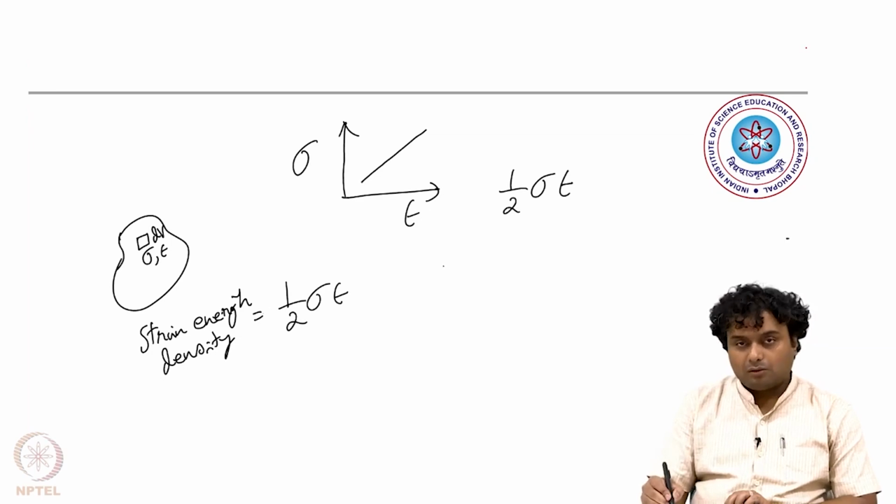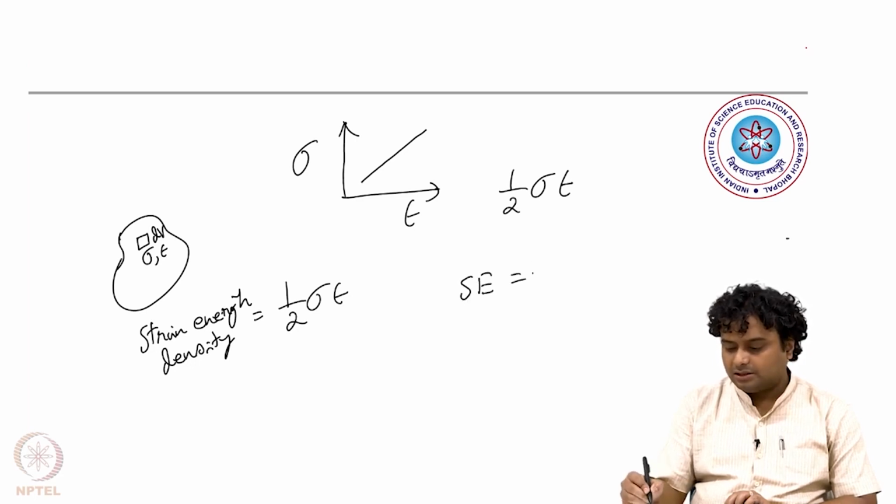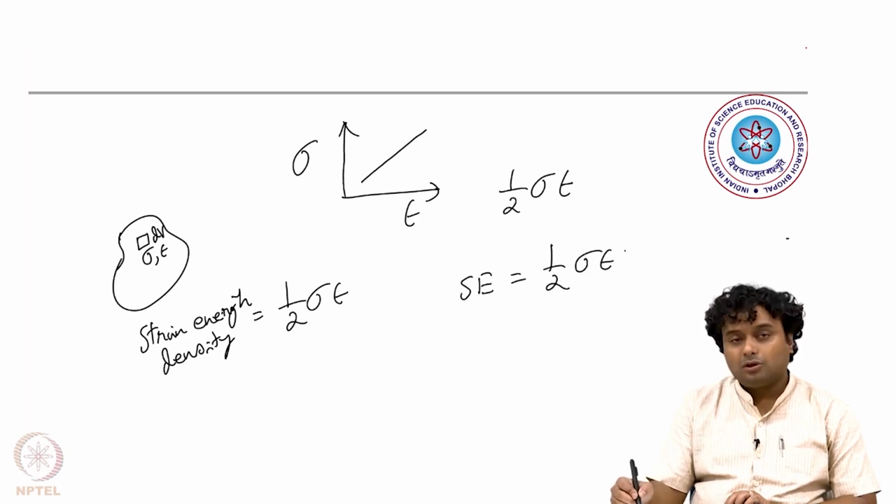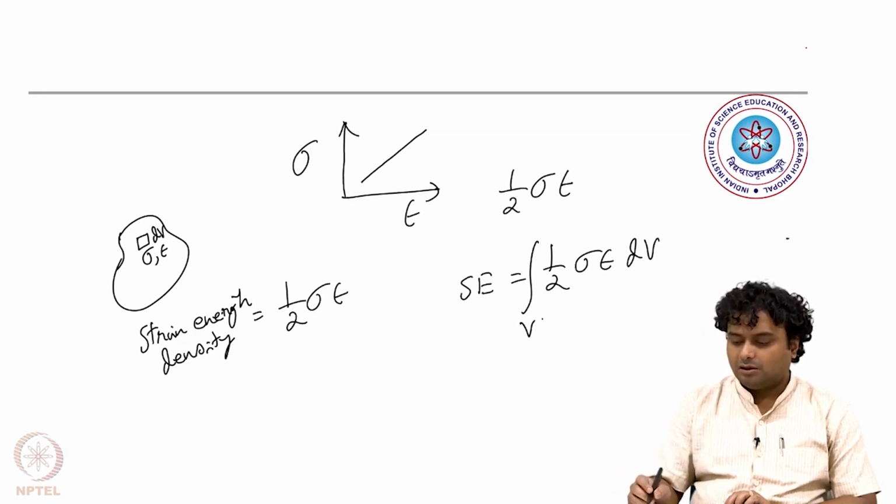Now to calculate the total strain energy, let us call it SE, the total strain energy is equal to the strain energy density, that is half of sigma epsilon, integrated over the volume. So this is a volume integral of half sigma epsilon dV.